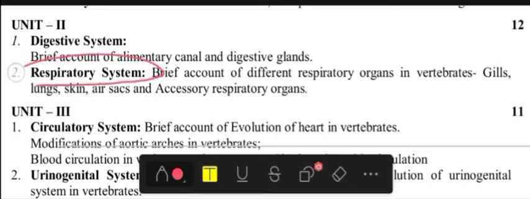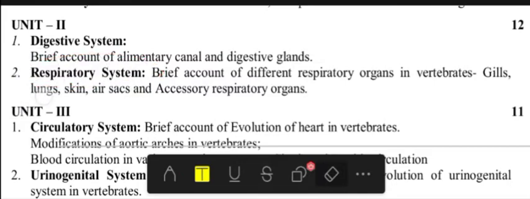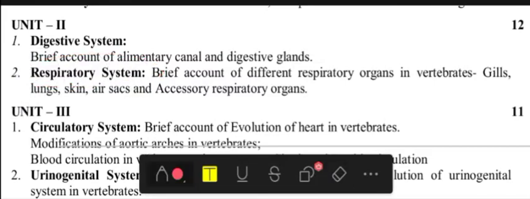In your second unit, the second point is the respiratory system. So there is an account of the respiratory system. You have to do the comparison between the respiratory systems of different classes included into the vertebrate category. So in that we all know that the respiratory system is highly different, or slightly different, as we go onwards to the higher vertebrates.